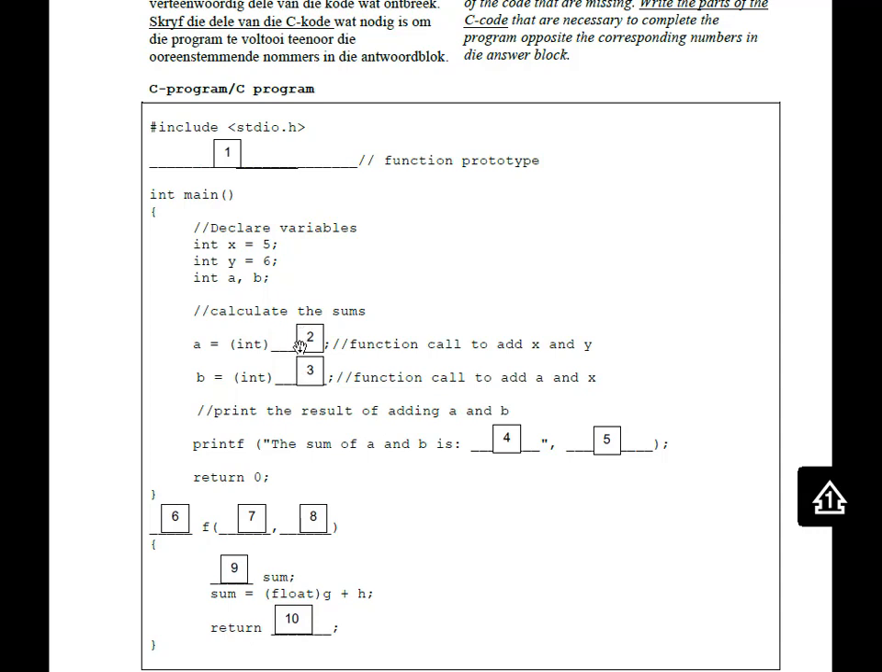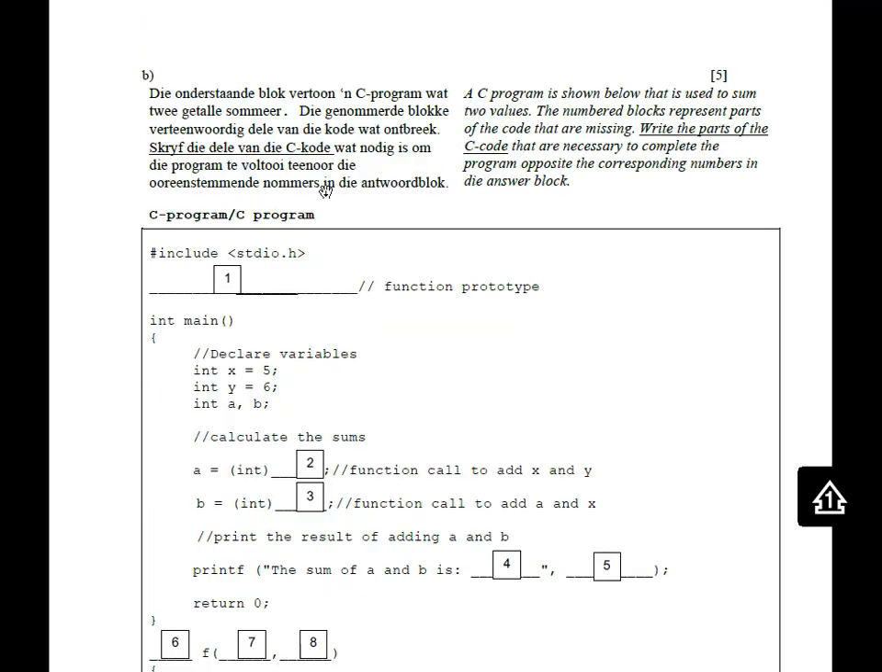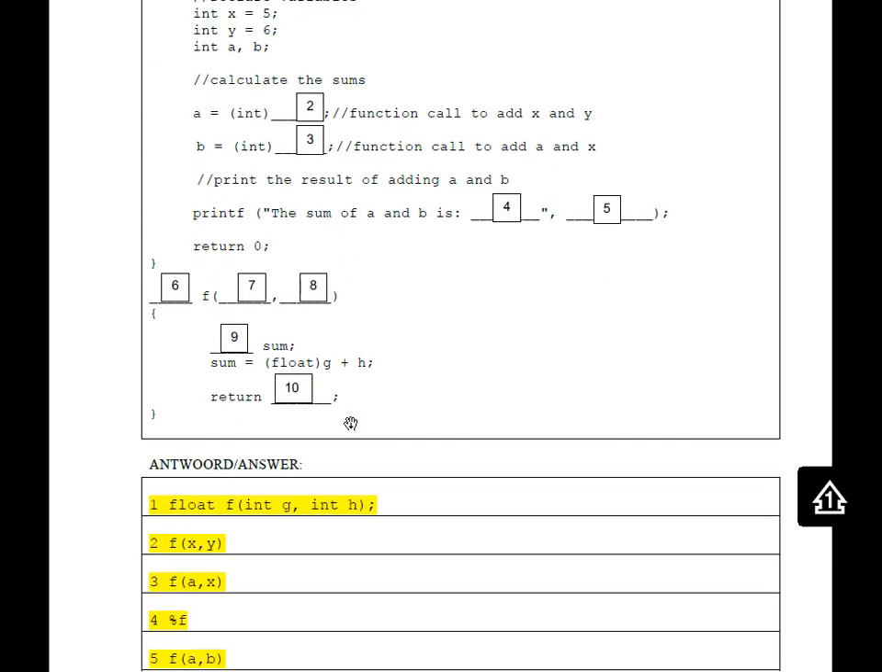Then I can go back to this part over here. If I look at my function definition, I can clearly see what 1 should be. Let's just see, I think I've got it over here: float f, int g, int h. Okay, now all that remains is 2, 3, 4, and 5.